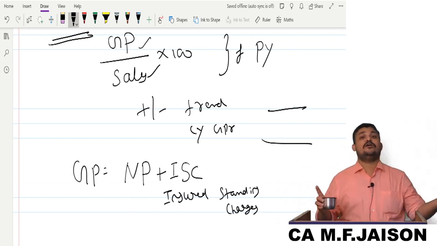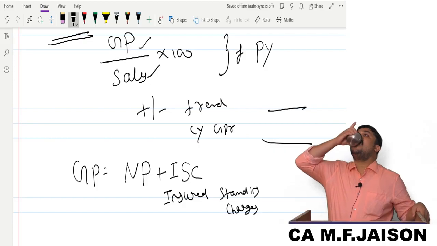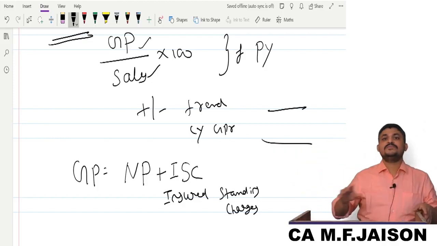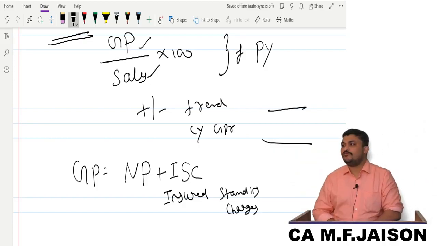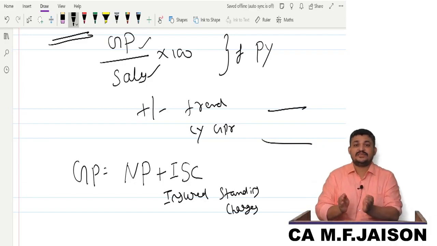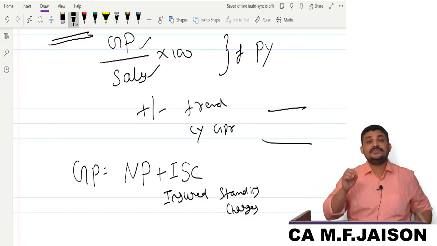In standing charges also we take only dash charges. Insured standing charges. So what is insured standing charge? Those standing charges which have been covered, mentioned in the policy.